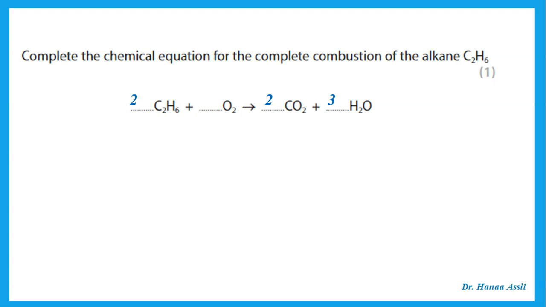We double the numbers, so that now I have 4 carbons, 6 hydrogens. Now how many oxygens after the arrow? I have 2 times 4, 8 plus 6, that is 14. 2 times 7, that is a balanced equation.